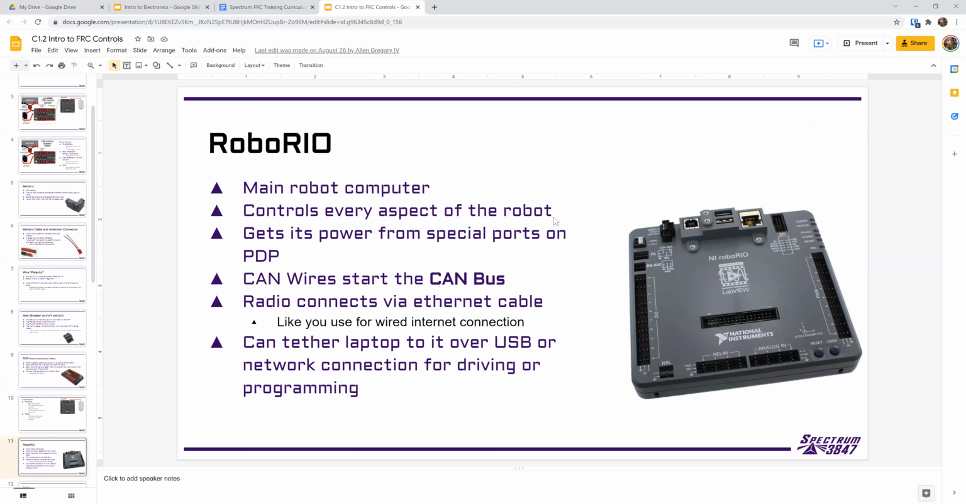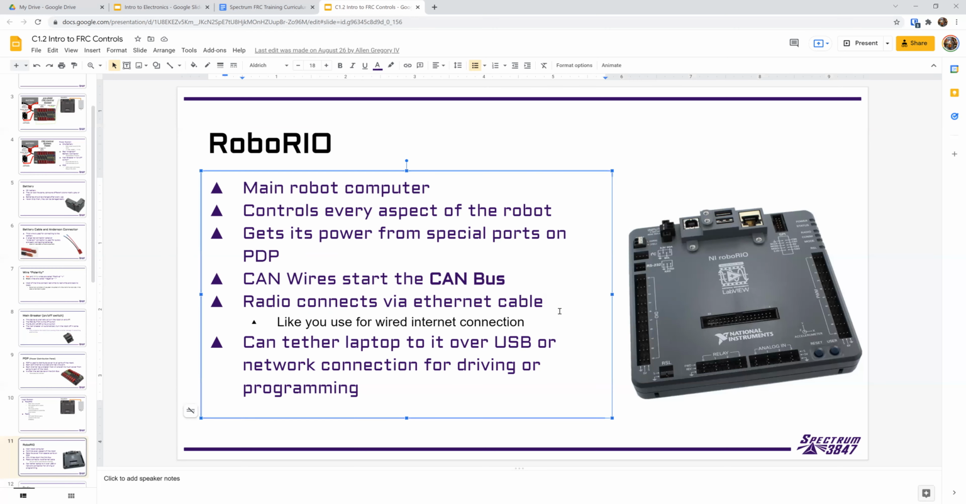All right, so just another picture of the Robo Rio. You can also see the input for the power is this black connector up here, and it has a very particular port of the PDP that it connects to. You can also connect to the Robo Rio via USB or Ethernet directly to a computer to either drive it or to program it.